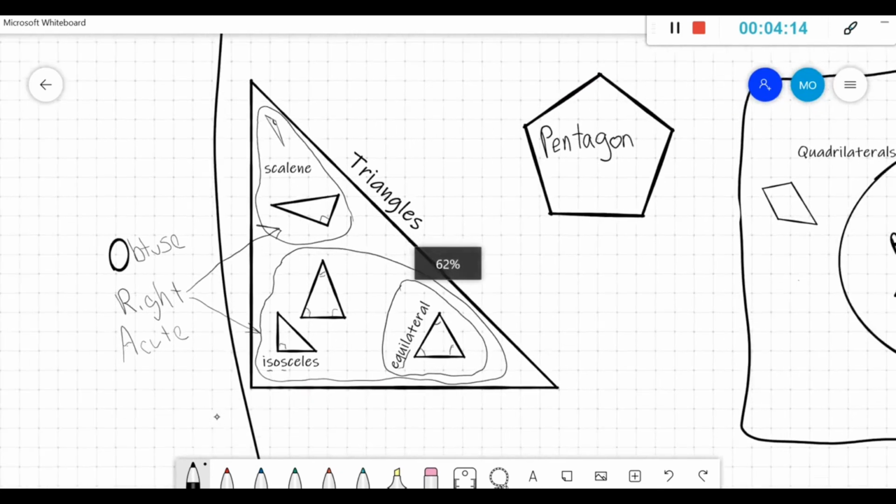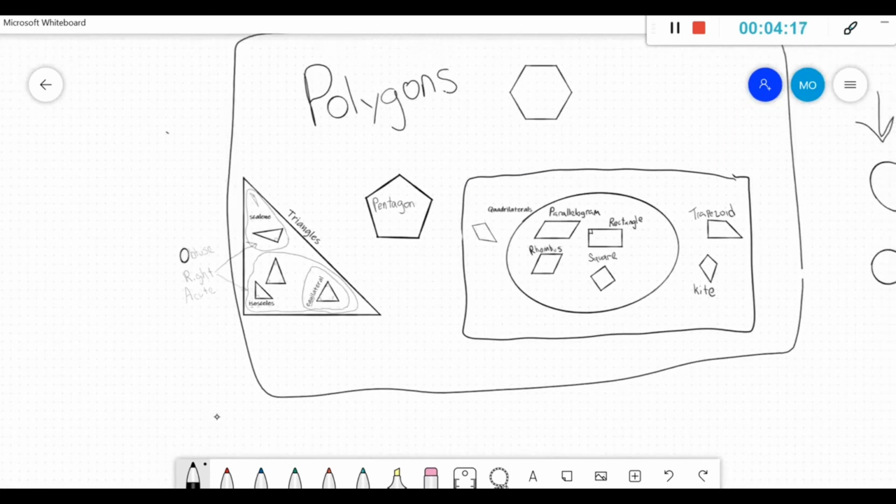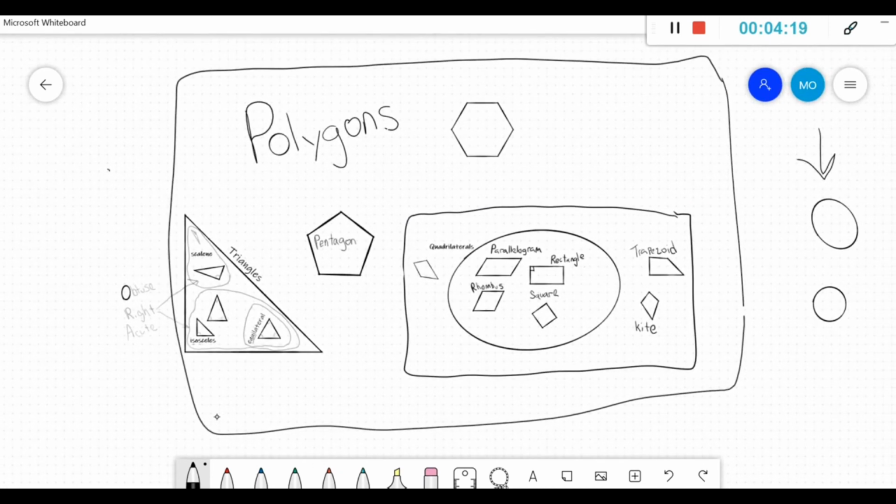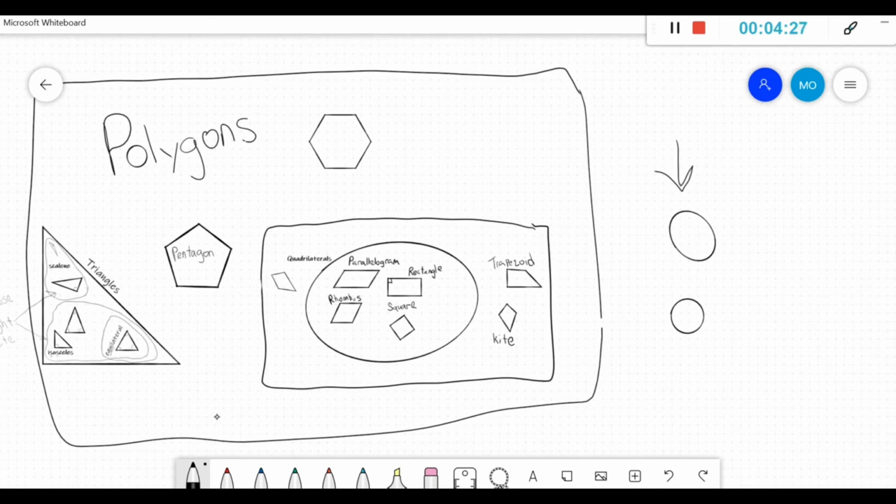And as I zoom out, remember that triangles, those were a part of my polygons, along with the quadrilaterals and pentagons and hexagons and everything else that has sides. Over here on their own is the oval and the circle over on this side. They are not polygons because they do not have sides. They don't have angles. There's nothing. It's just everything is rounded off.